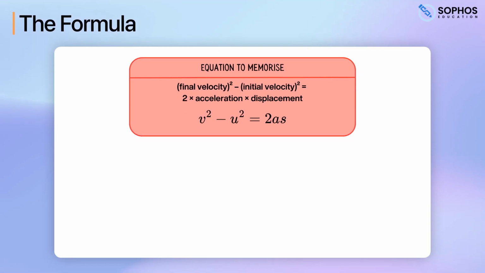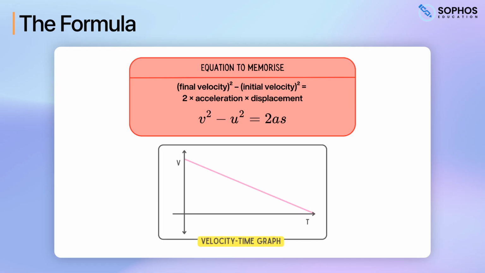The equation v squared minus u squared equals 2as is a kinematic equation that helps us understand the relationship between an object's final velocity, initial velocity, acceleration, and displacement. It's included in your formula sheet and can be derived from a velocity time graph.